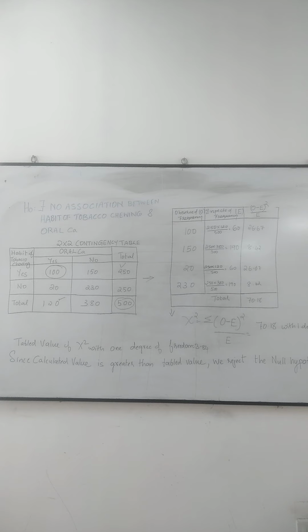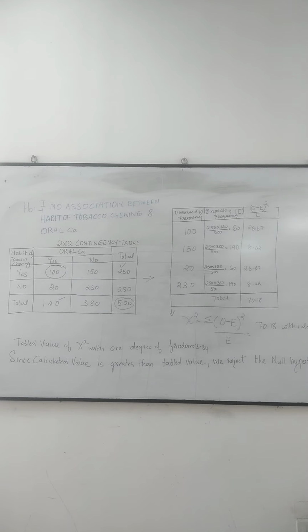So this is our study. Now we want to find, is there any association between these two variables? Can we tell that all those who have the habit of tobacco chewing will get oral CA? That is what we write in the null hypothesis: there exists no association between the habit of tobacco chewing and oral CA. No association. That is what we always write in the null hypothesis. So that's the first step.